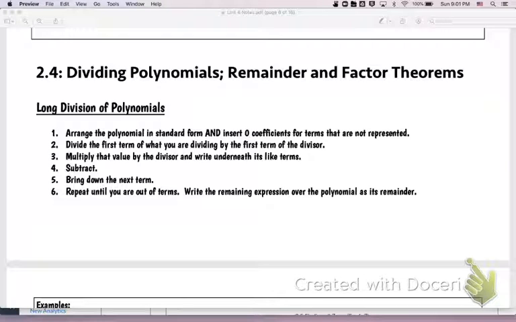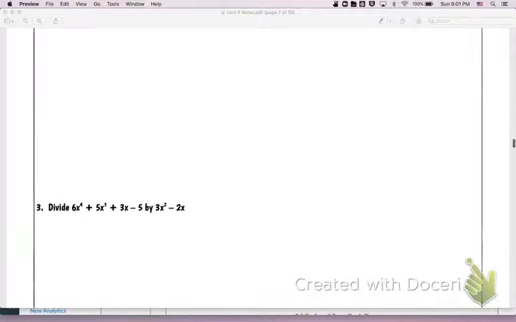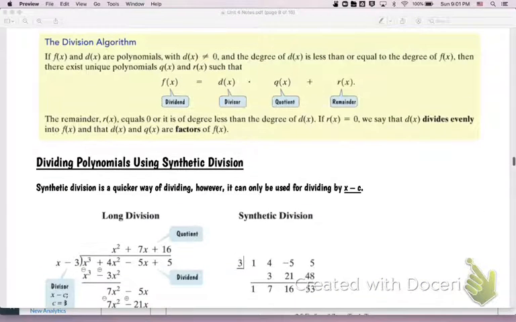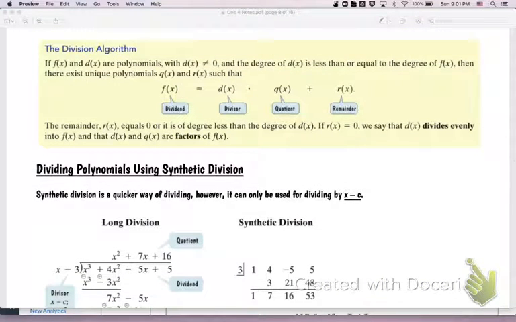All right, we are coming back to section 2.4. We've already gone through long division, so skip down past those examples. And we are right here, dividing polynomials using synthetic division. Now, the last thing that I want to talk about before we get into this is the division algorithm.